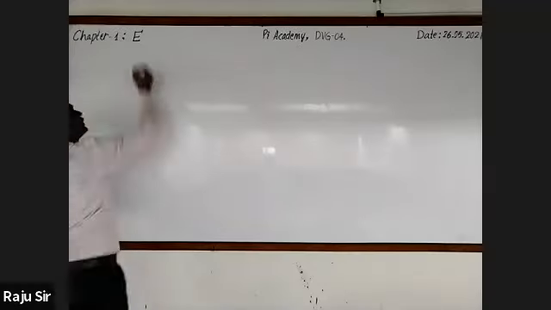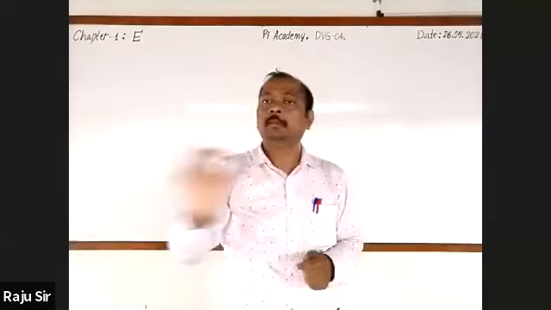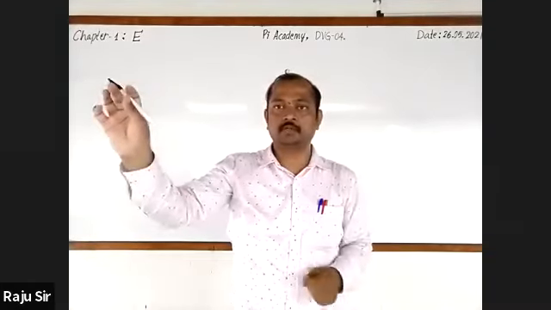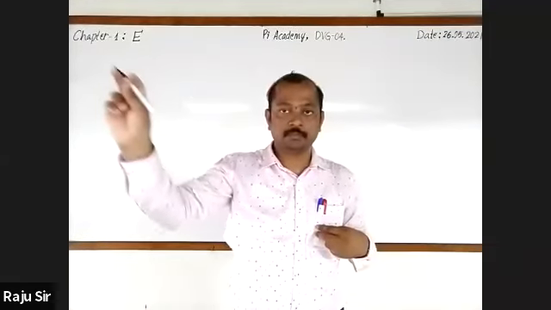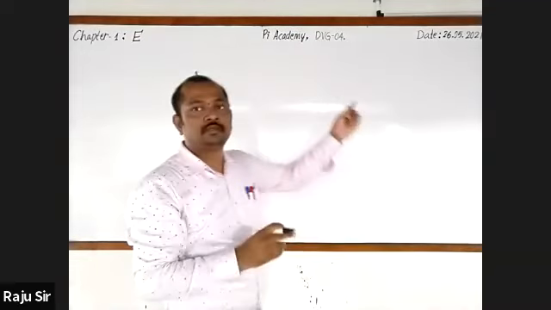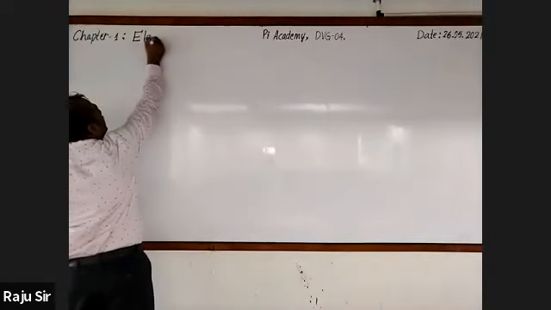The name of the chapter should be written in the regular pattern as you have followed in mathematics. So you had made three columns. First column for the chapter number, second column the name of the chapter, and third one is today's date. Right. Electricity.